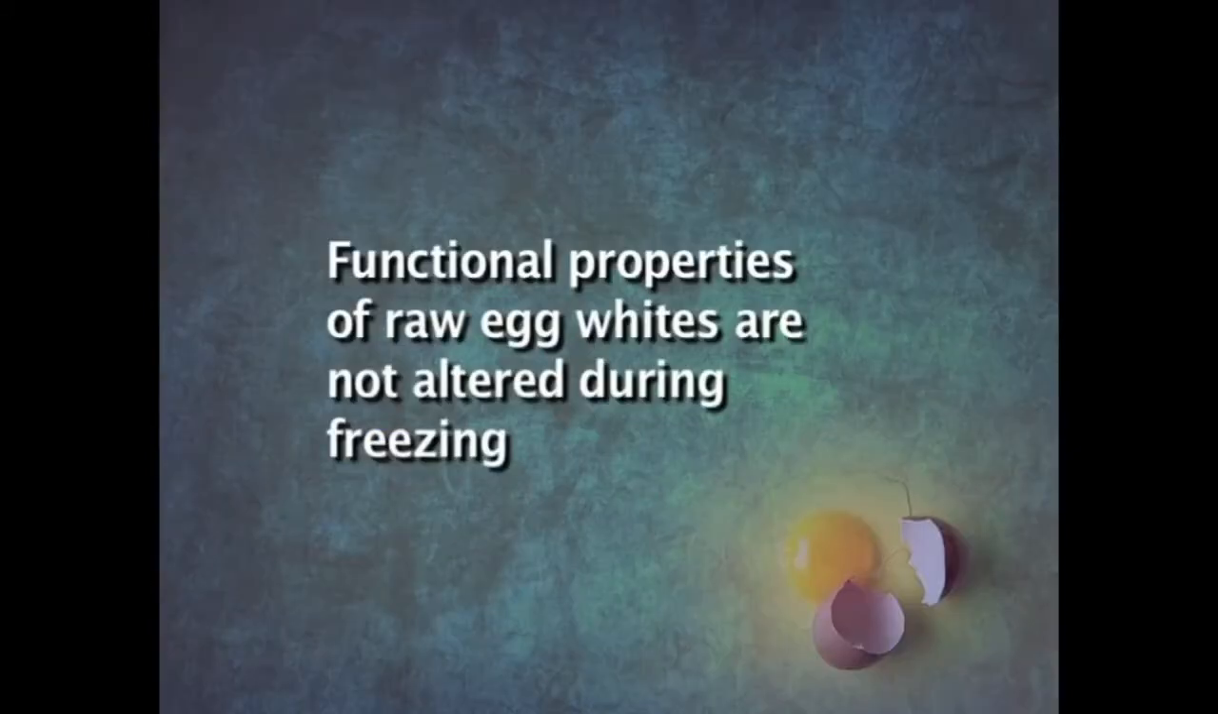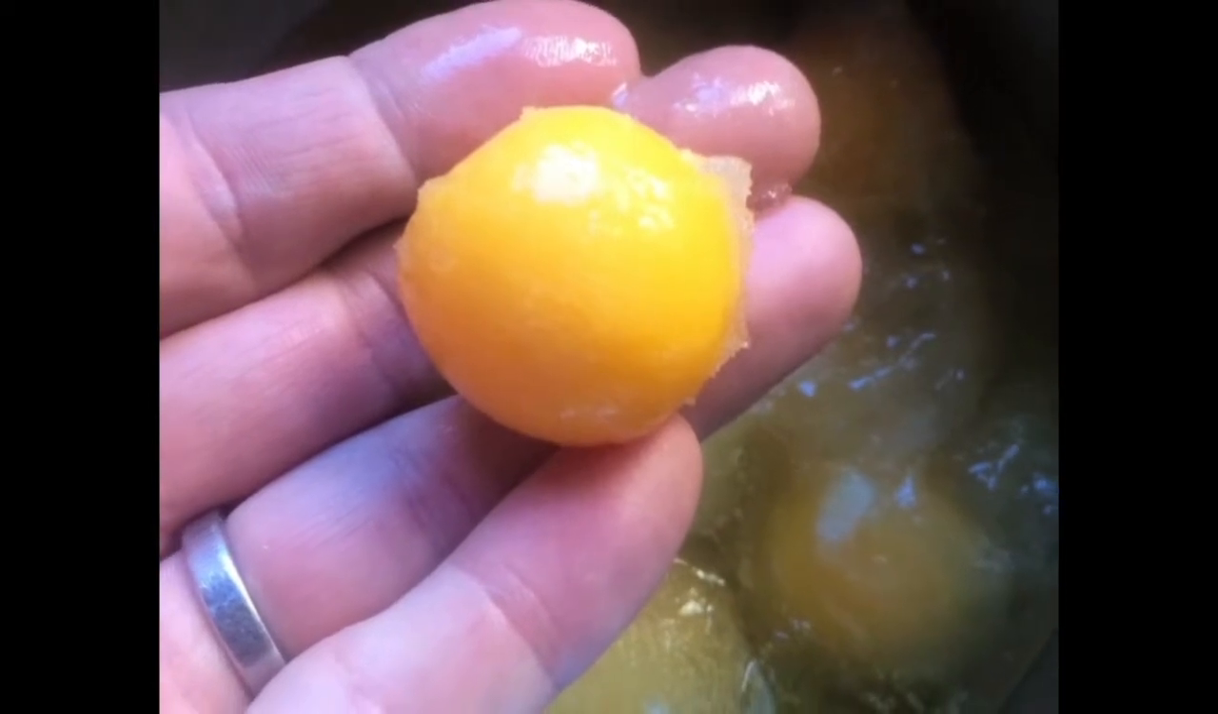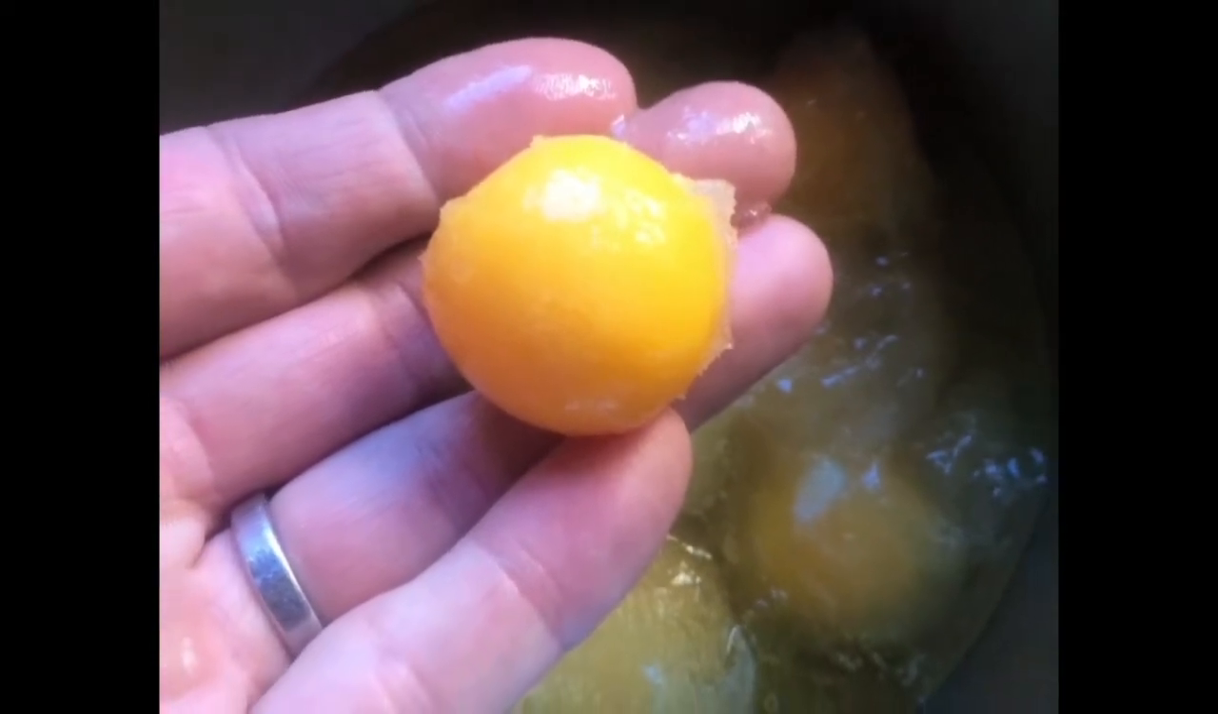The functional properties of raw egg whites are not altered during freezing. What is meant by functional properties? Egg has very important functional properties, like for example, the ability to form foams. It's possible to make a foamy omelette with an egg because egg can be beaten to form a foam. So these kinds of functional properties are not altered during freezing. However, frozen egg yolks become viscous and gummy on thawing unless mixed with sugar, salt or syrup before freezing.